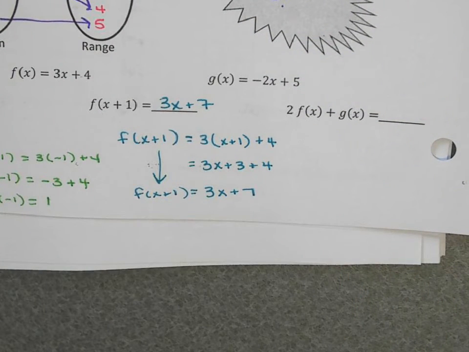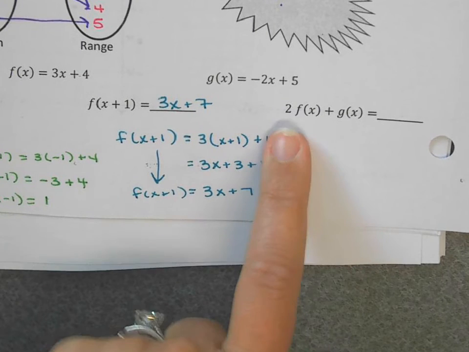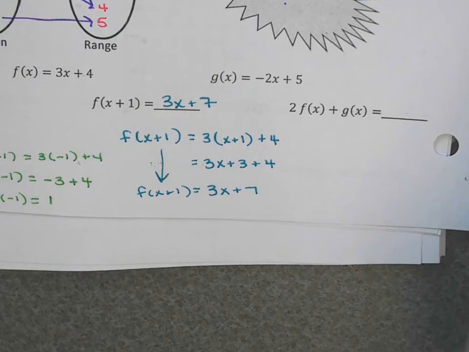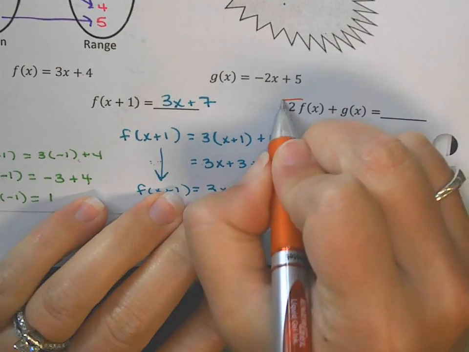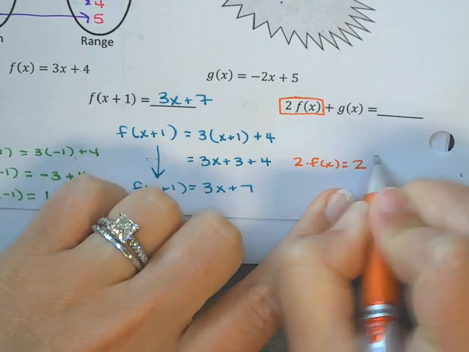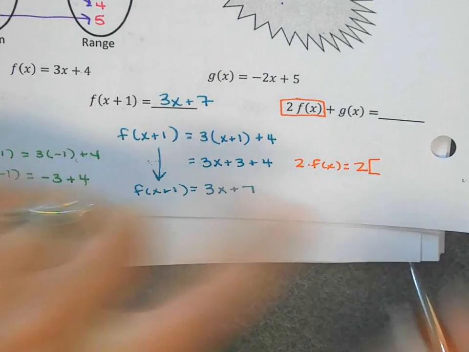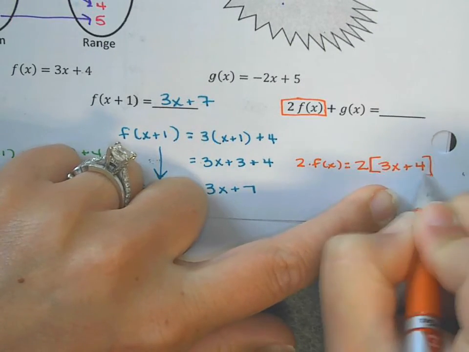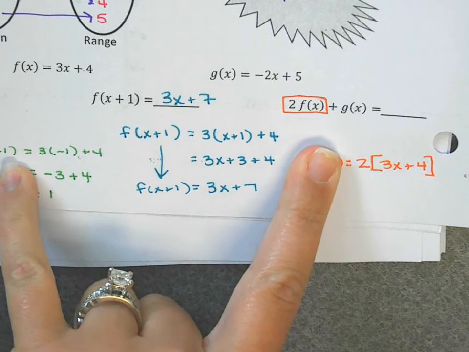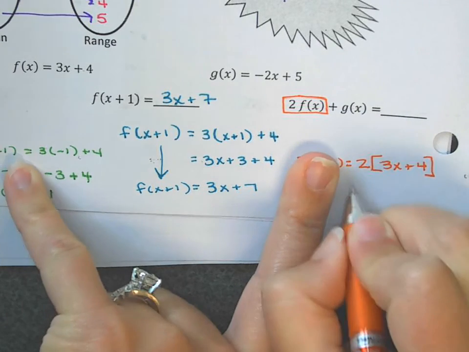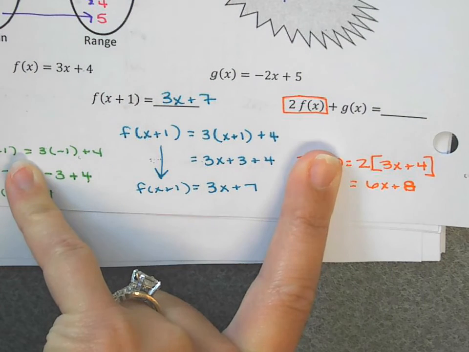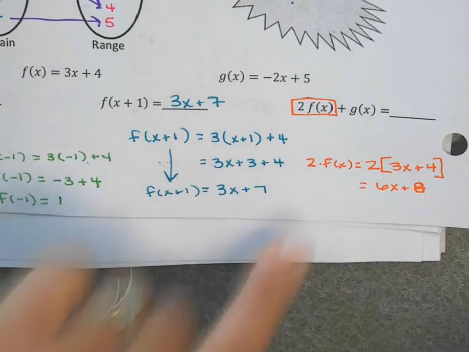is 2 times f of x plus g of x. So what we're going to have here is 2 times f of x, which is equal to 2 times, what is f of x? It was 3x plus 4. Again, you're not going to touch the left side. That's what we're trying to figure out. So we're just going to go and simplify the right side. All you're going to do is distribute that 2. Oops, plus 8. So that's what you're going to replace 2 times f of x with.